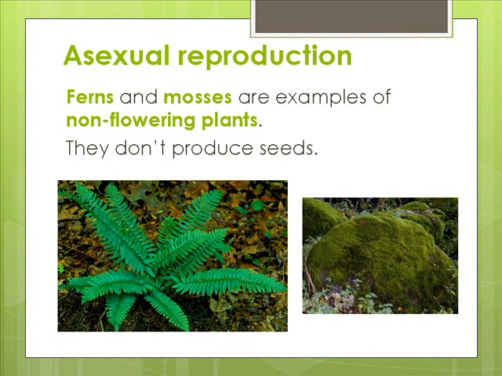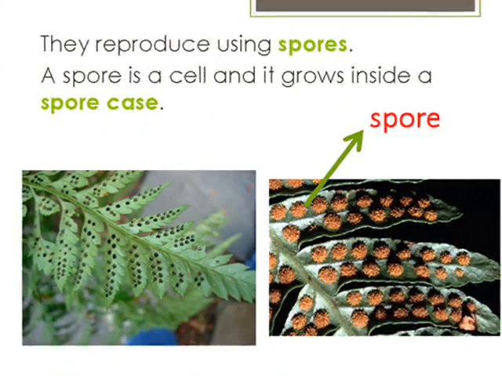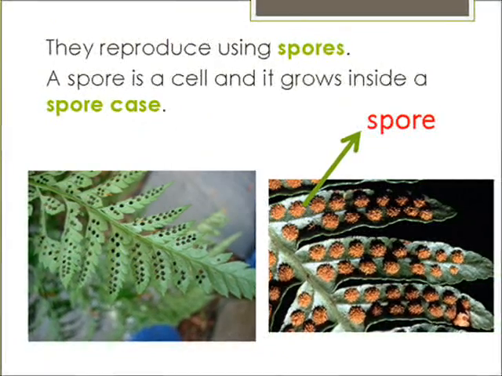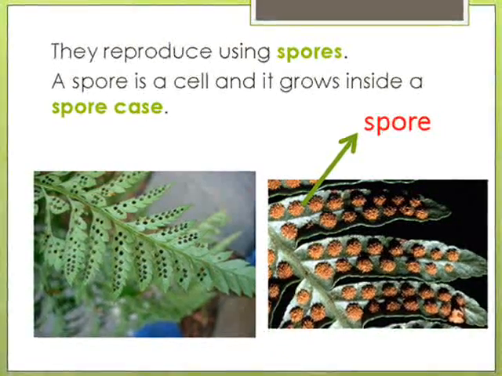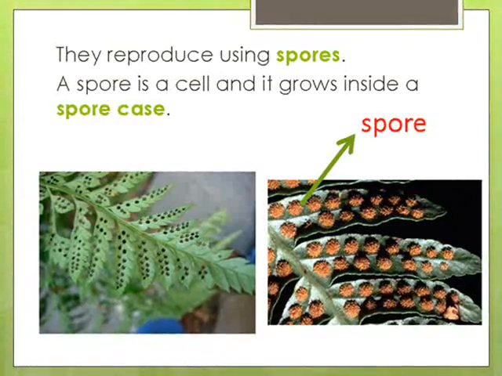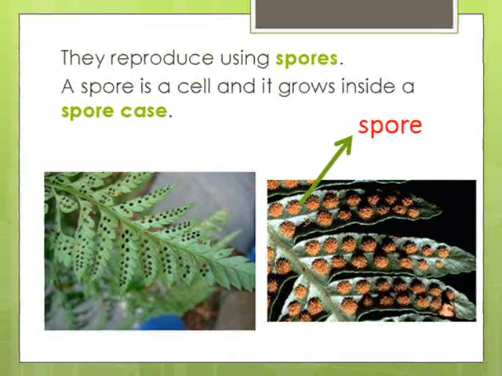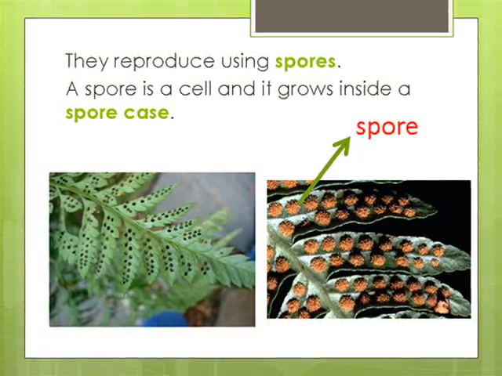Ferns and mosses are examples of non-flowering plants. They don't produce seeds. They reproduce using spores. A spore is a cell, and it grows inside a spore case.